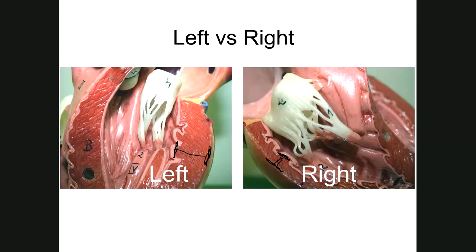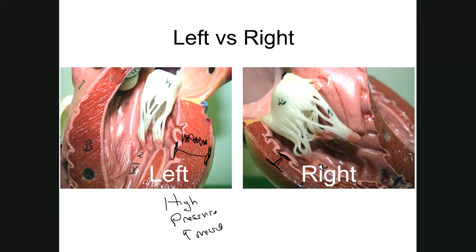Remember, the left side is this high pressure pump. It's going to pump to your head. It's going to pump through tissues. It's going to pump out to your hands and feet and so on. It's a high pressure pump, which means you need a lot of muscle. And we're going to have this much muscle. All of this is cardiac muscle.